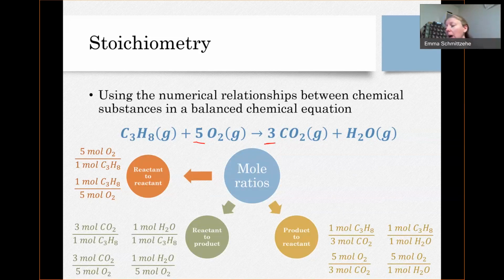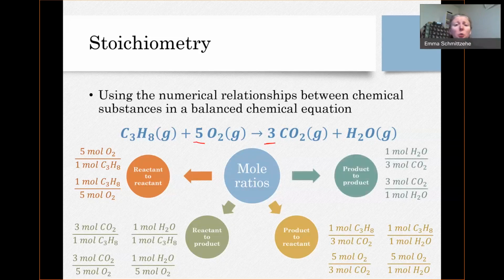Okay, and then lastly, we could also go from a product to another product, meaning if we knew how much of one product was formed by this reaction, we could calculate how much of the other product must have been formed as well, by converting the amount of the one that we know to the amount of the one we don't know. Okay, and so then I have two more ratios there. So we've got 12 ratios just for this reaction alone.